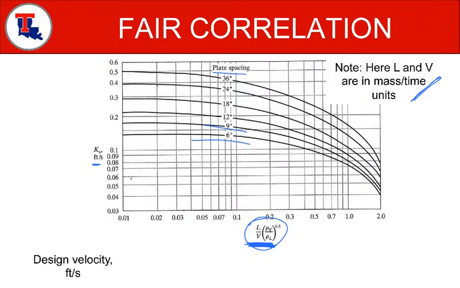And then you can locate your kV. So for example, if your flow parameter came out to be 0.1, you project it to, let's say we are using a 12-inch spacing, a foot spacing, then you read your kV value. Remember, both the axis, x-axis and y-axis, are logarithmic, so read them properly.